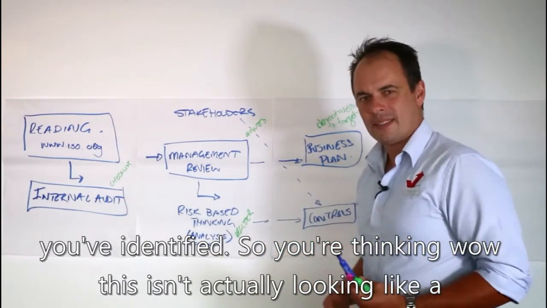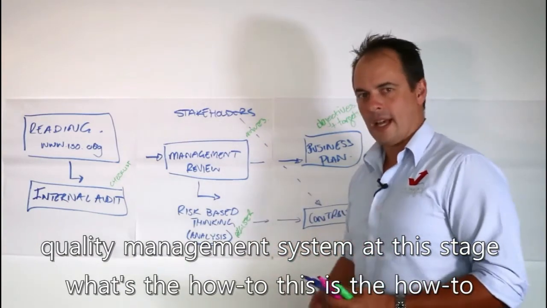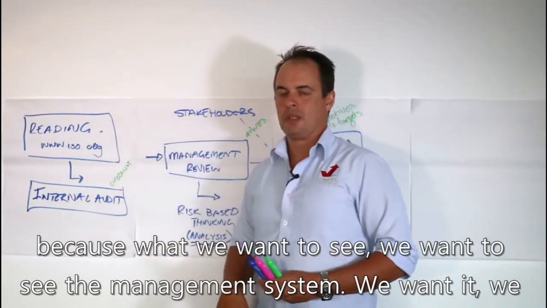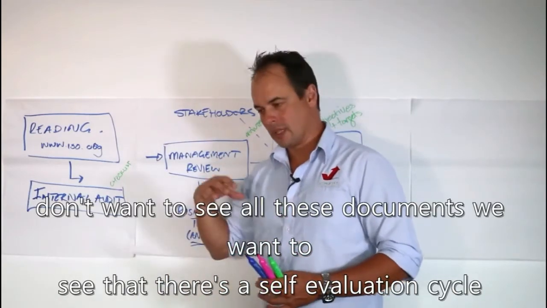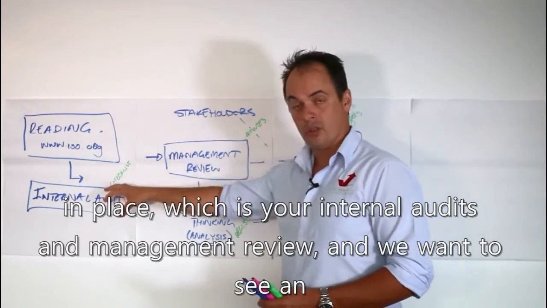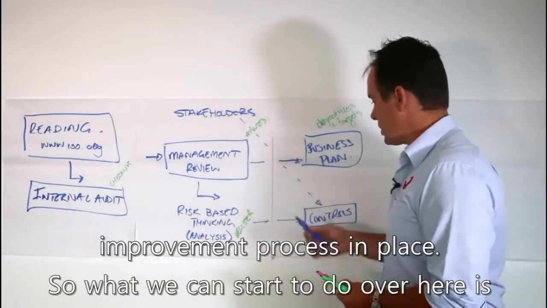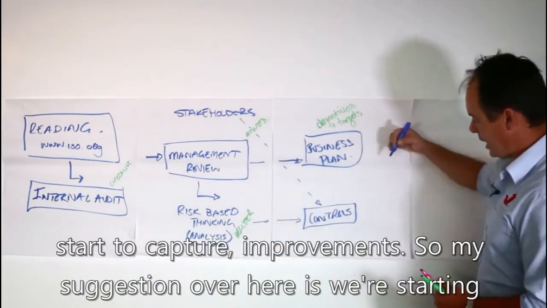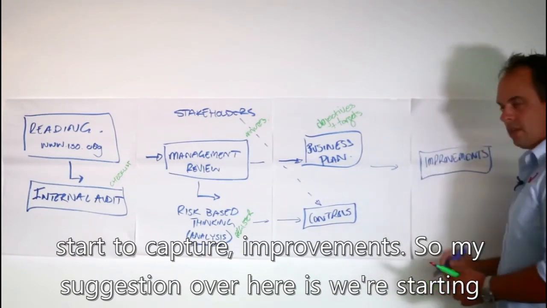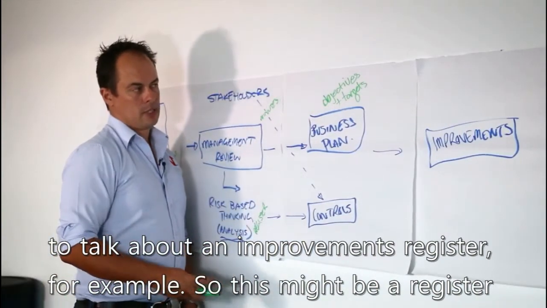So you're thinking, wow, this isn't actually looking like a quality management system at this stage. What's the how-to? This is the how-to, because what we want to see is the management system. We don't want to see all these documents. We want to see that there's a self-evaluation cycle in place, which is your internal audits and your management review, and we want to see an improvement process in place. So what we can start to do over here is start to capture improvements. My suggestion is we're starting to talk about an improvements register, for example.